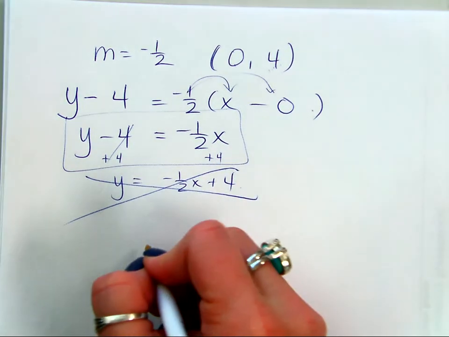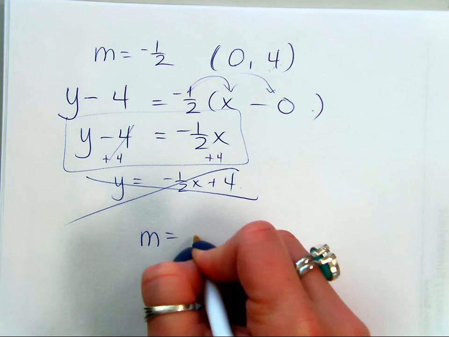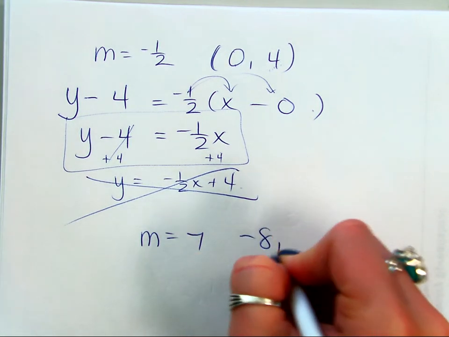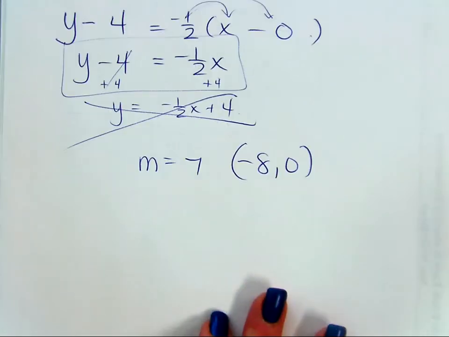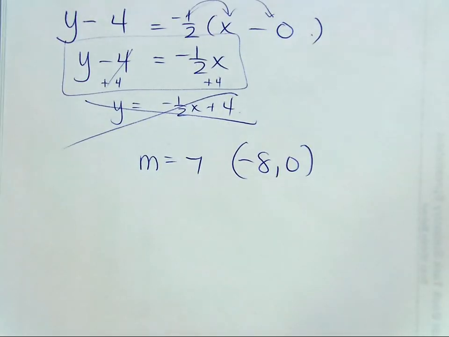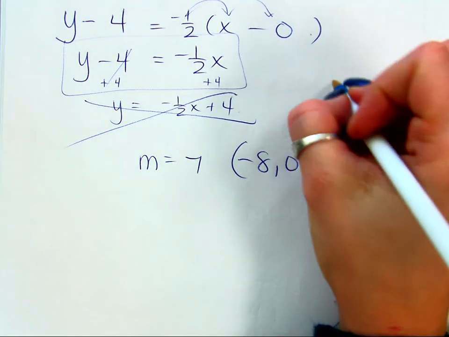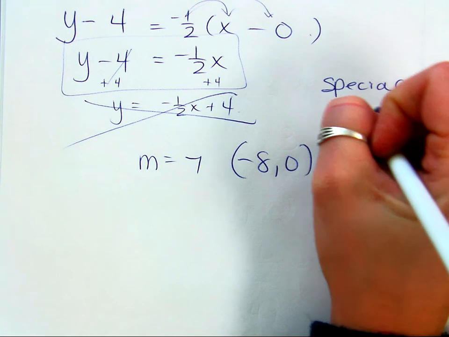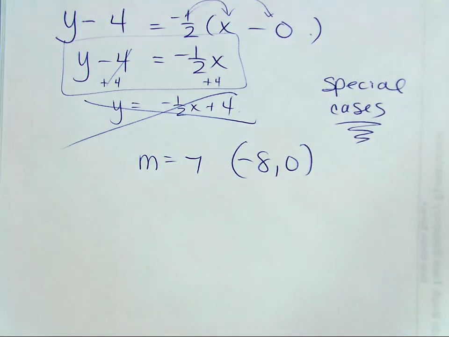Now let's see what happens when that's 0. Let's take the slope is 7, and the point is negative 8, 0. Go ahead and see what you would do with that. So we're talking about special cases right now. Special cases are when something out of the ordinary happens, something other than the norm and what you're used to.